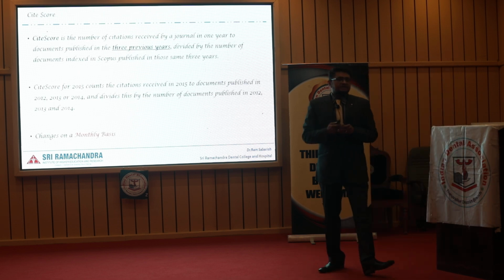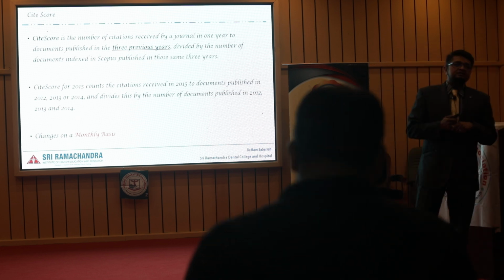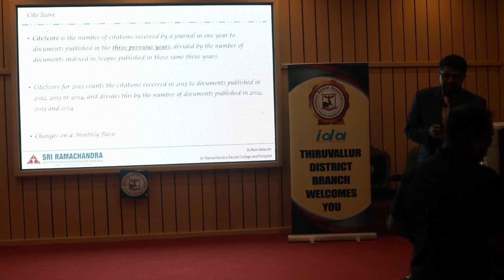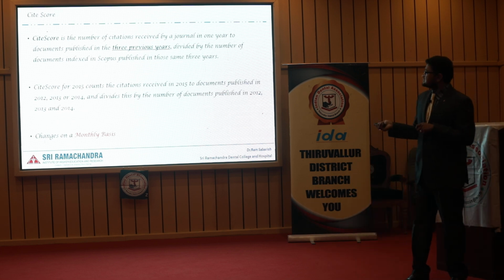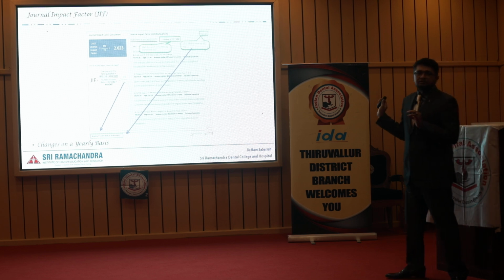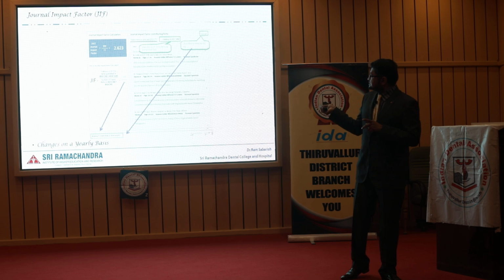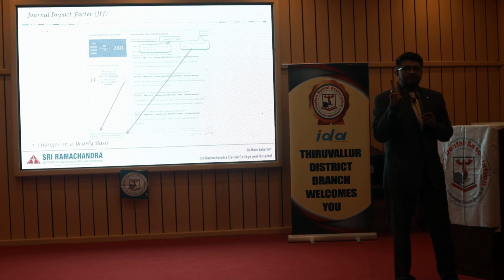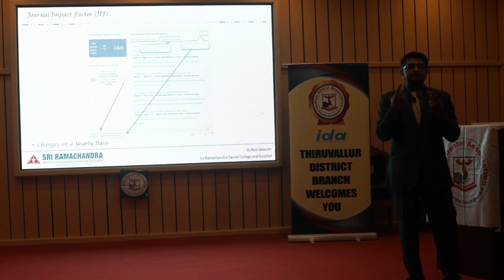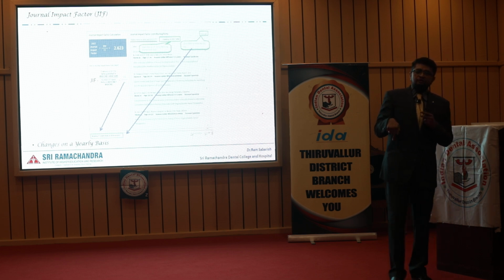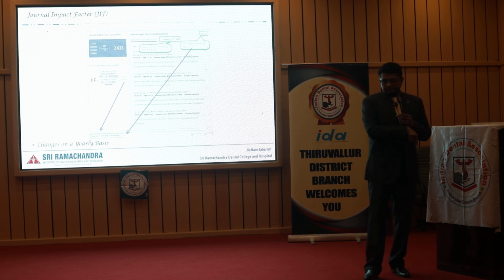So CiteScore, as I already mentioned, is provided by Scopus, and it changes on a monthly basis. It is not a yearly affair. So just how this is calculated, we'll have a rough example. Impact factor takes into account how your journal is performing for the previous 2 years. So if I'm calculating for 2025, it takes into account 2024 and 2023.